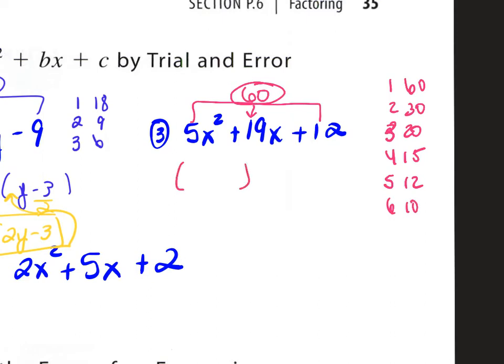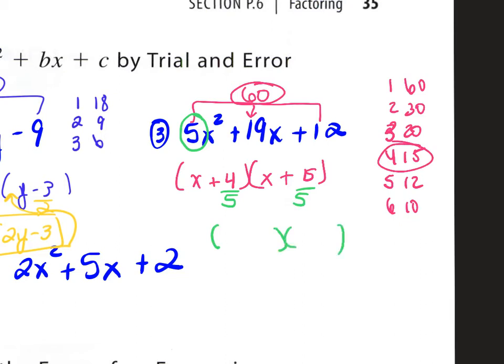What's it going to be, ladies and gents? What's going to give me 19 when I add? 4 and 15. What do we like about this problem with the signs? There's no negative, so I know that I got to get a plus in both spots. Now, A term, we have to worry about. A is not 1, so I'm going to divide both factors by 5. 4 divided by 5, does that work out nice and pretty? No, so that becomes my coefficient, 5x plus 4.